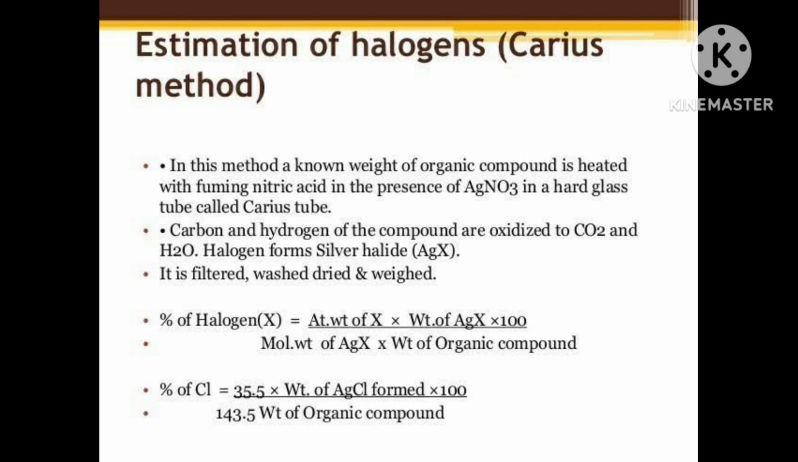Two steps. In case of sulfur, you take a known mass of organic compound. A known mass of organic compound is heated in a, where do you heat? The carrier tube I discussed for halogen. Here also a carrier tube with sodium peroxide. There you took silver nitrate, but here you are taking sodium peroxide or fuming nitric acid.